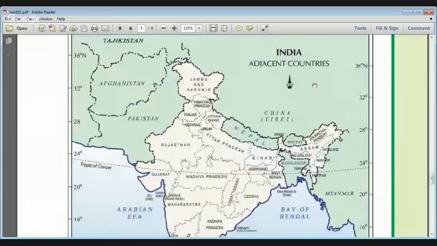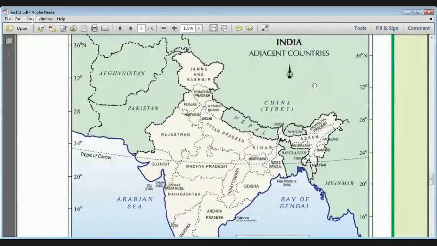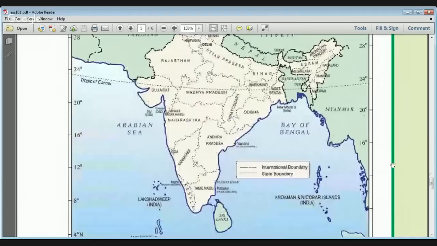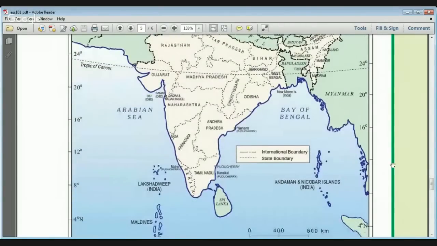We can see this. The Tropic of Cancer passes through 8 states of the country. Please remember this. First is Gujarat, then Rajasthan, then Madhya Pradesh, then Chhattisgarh, then Jharkhand, then West Bengal, then Tripura, and then Mizoram. So there are 8 states. So the Tropic of Cancer passes through 8 states of India, and this is clearly visible also.